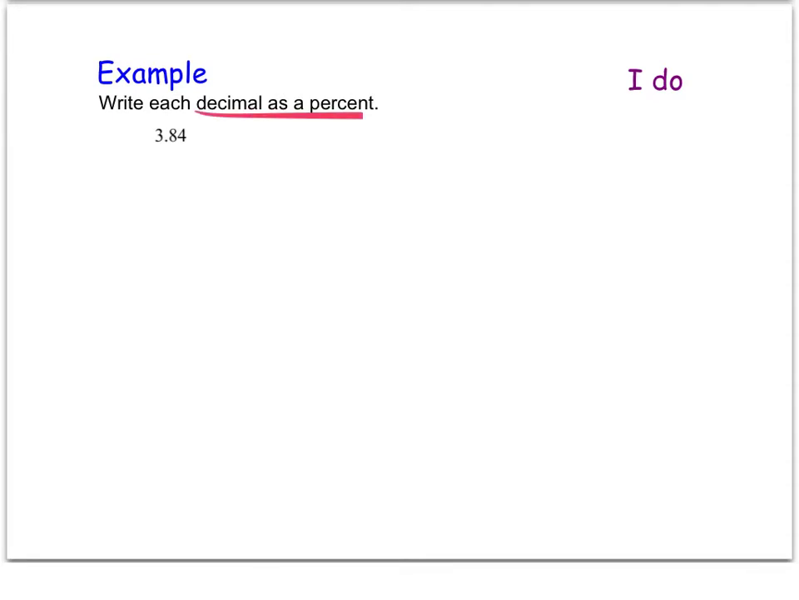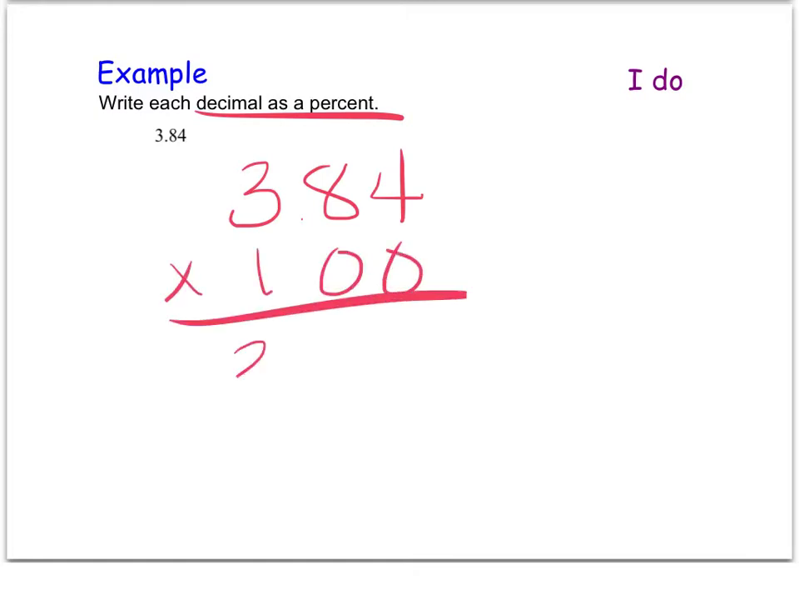Okay, here I'll do this one. This is writing a decimal as a percent. When I write a decimal as a percent, I'm going to multiply by 100. And when I do that, I get 384, add a percent sign, 384%.